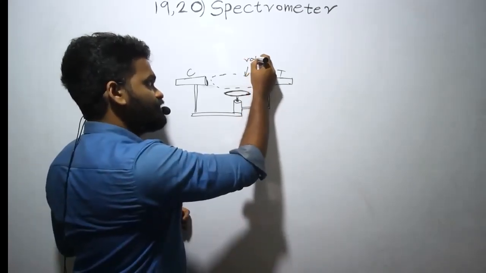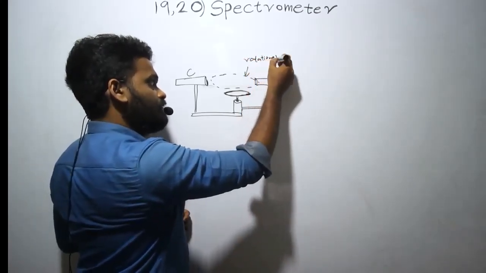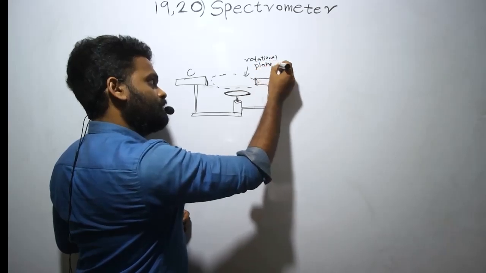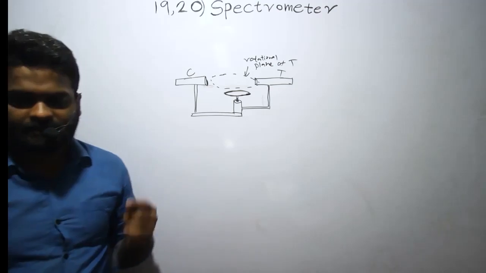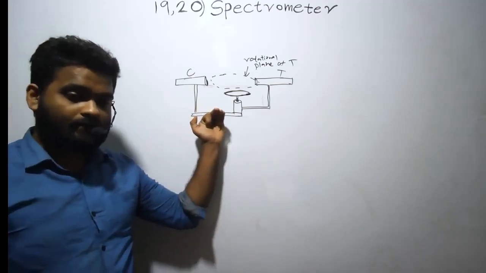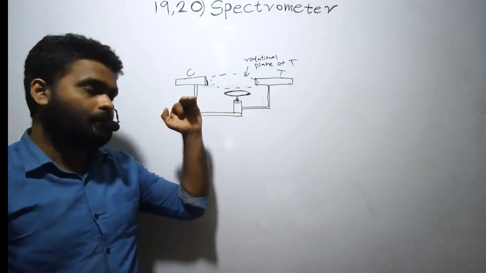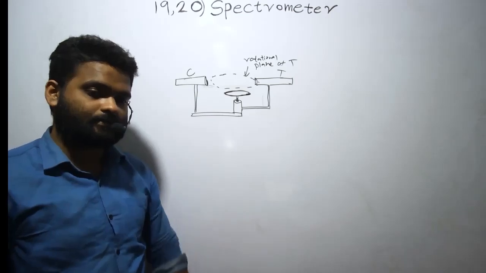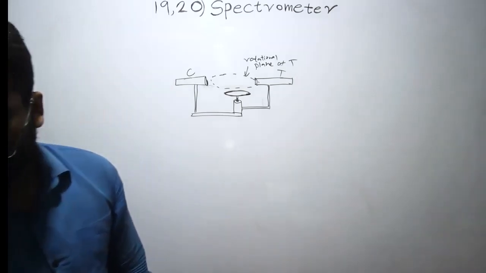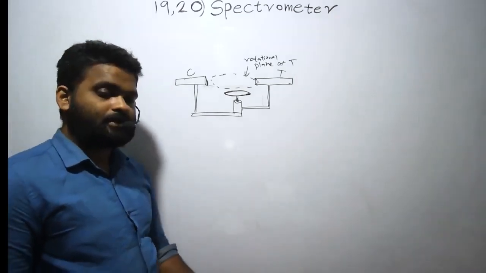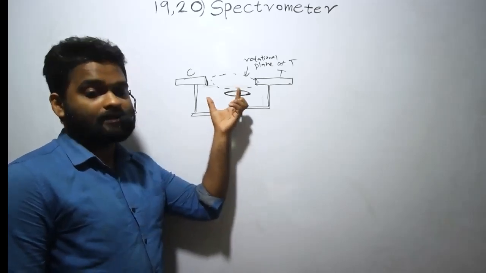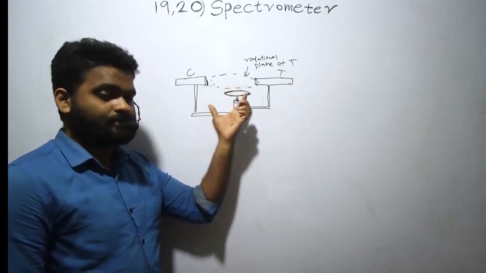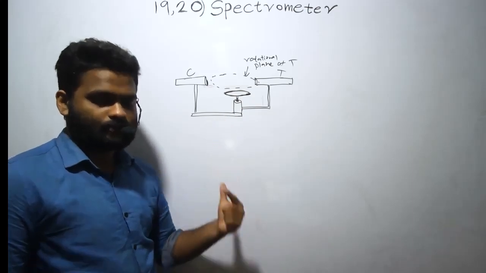So this is the rotational plane of capital T. That is what we call adjustment of the prism table, right? So that is the requirement. I didn't explain how to do that. First you have to understand what it means, right? Then I'll explain how to do that.